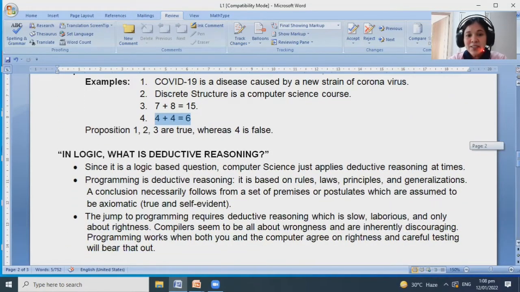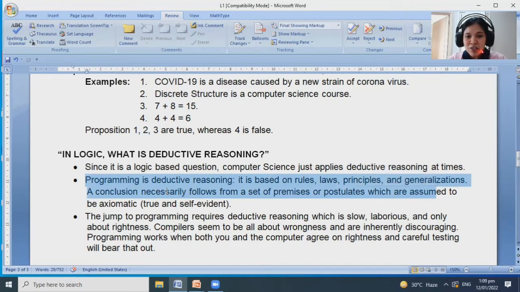In logic, what is deductive reasoning? Since it is a logic-based course, computer science just applies deductive reasoning at times. So when we say deductive reasoning, you have learned that already in Mathematics in the Modern World. That is from general statement to specific example, general to specific. You're giving rules first, methods, or you're giving principles. Then afterwards, you will provide examples or evidences. Programming is deductive reasoning. It is based on rules, laws, principles, and generalizations. A conclusion necessarily follows from a set of premises or postulates which are assumed to be axiomatic, true, and self-evident.